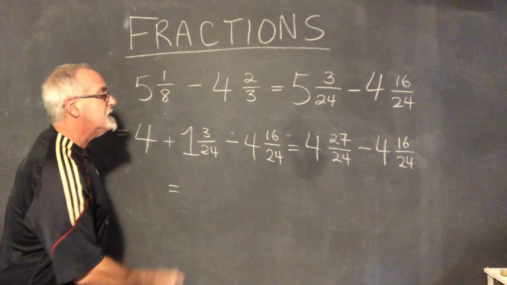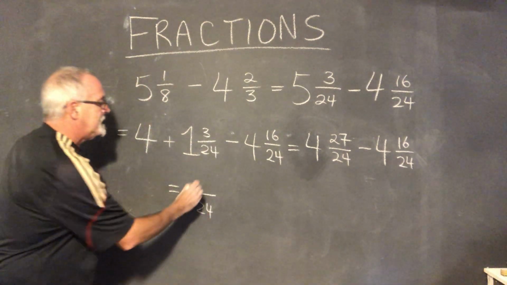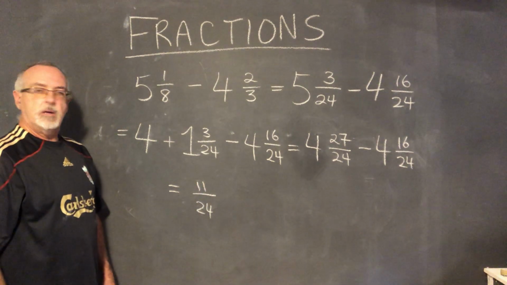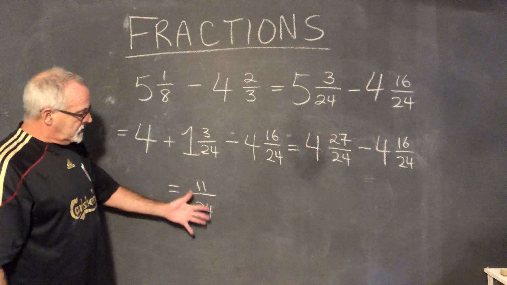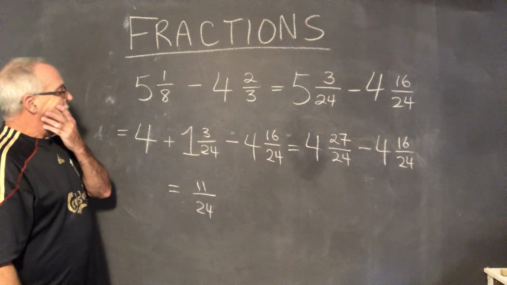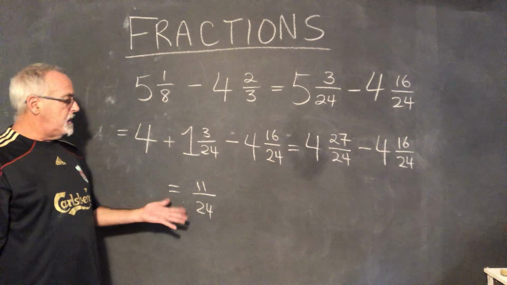27/24 minus 16/24. 27 minus 16 is 11. I have my answer. That kind of took me by surprise. I have my answer, and it doesn't need to be simplified any further. Okay, so my answer ends up being a fraction that's smaller than 1. It's not a mixed number.